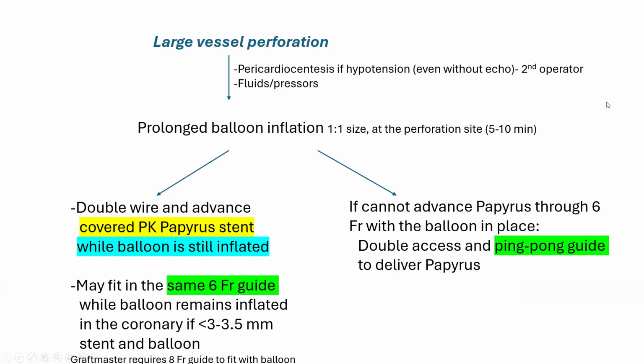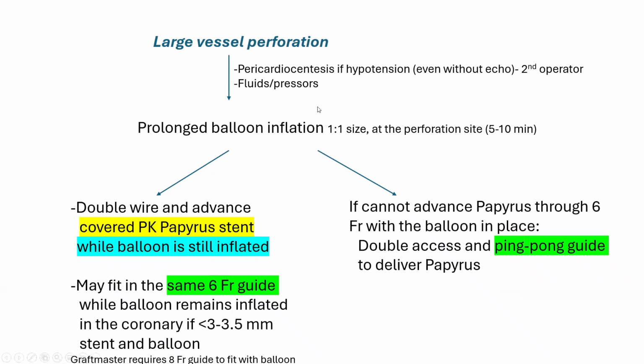As I said, it's good to have a second operator readily available to do the pericardiocentesis while you're focusing on the coronary maneuvers. Now, aside from those two simultaneous steps, you have to get ready to advance a covered stent. You overwhelmingly, in those cases, need a covered stent.